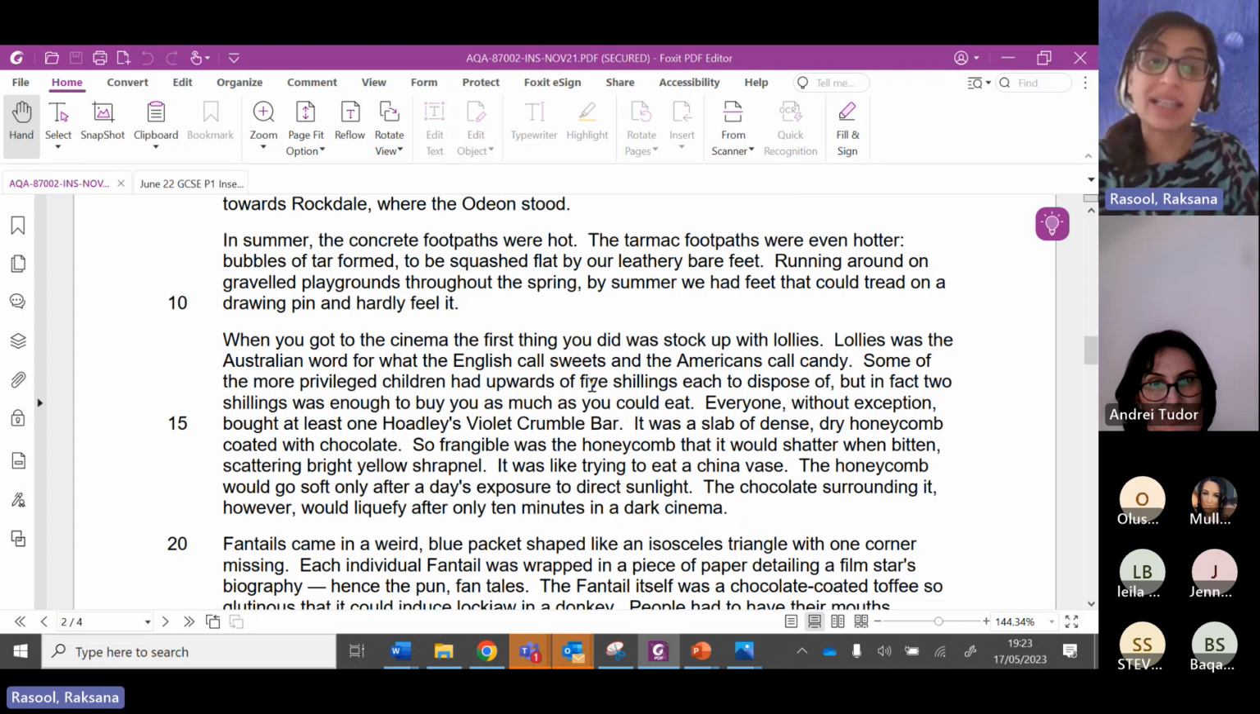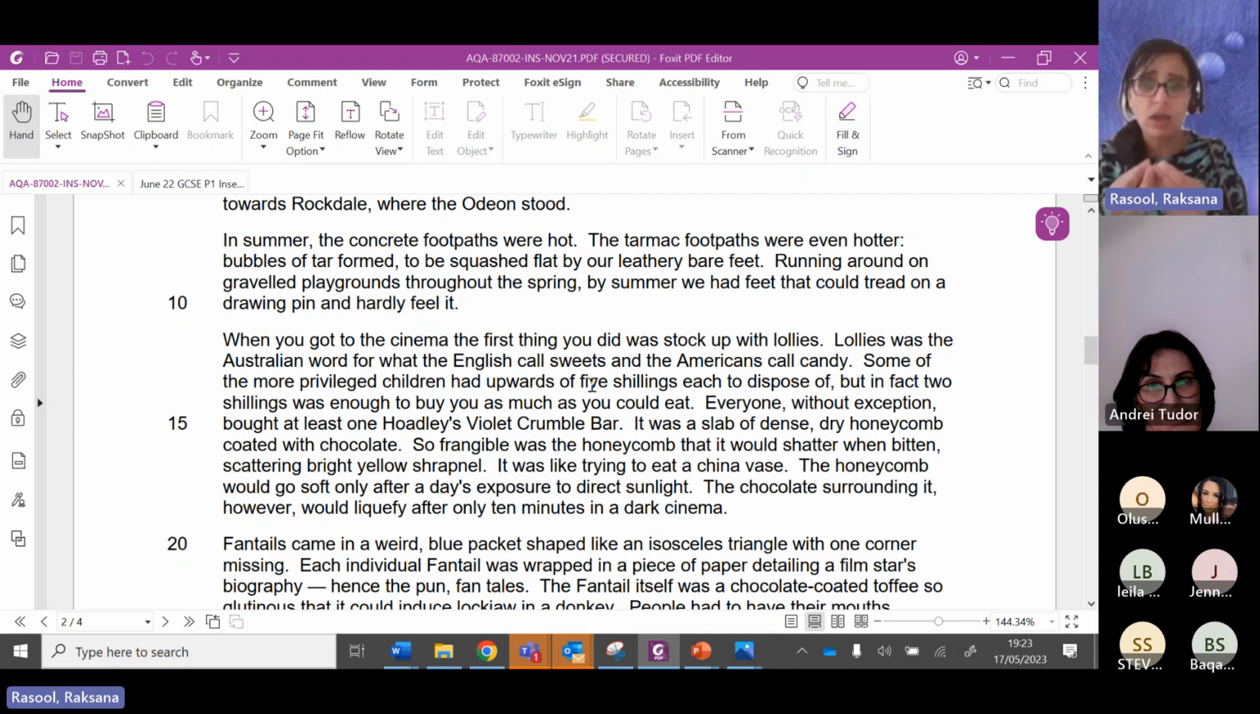Everyone, without exception, bought at least one Hoadley's violet crumble bar. It was a slab of dense, dry honeycomb coated with chocolate. So fragile was the honeycomb that it would shatter when bitten, scattering bright yellow shrapnel. It was like trying to eat a china vase. The honeycomb would go soft only after a day's exposure to direct sunlight.